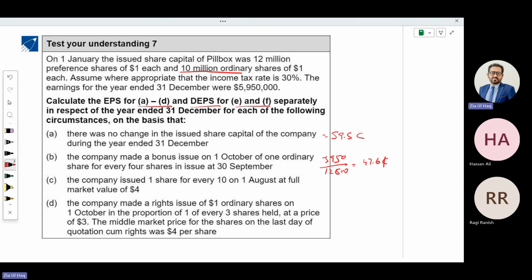Part C, please. The company issued one share for every 10 on 1st August at full market value. Okay, 10 million shares are before. Now they issue more. Is that a rights issue or a cash issue? Cash issue. How many more do they issue? 1 million. So 10 million is used for the complete year, and this 1 million from August onward.